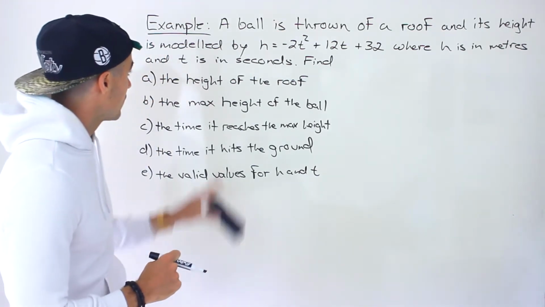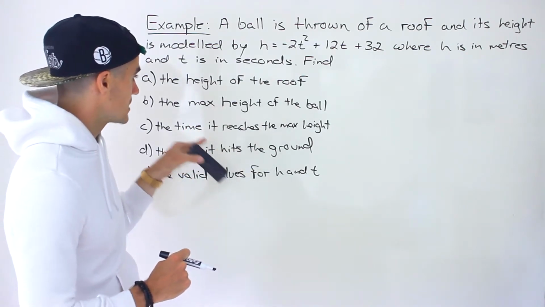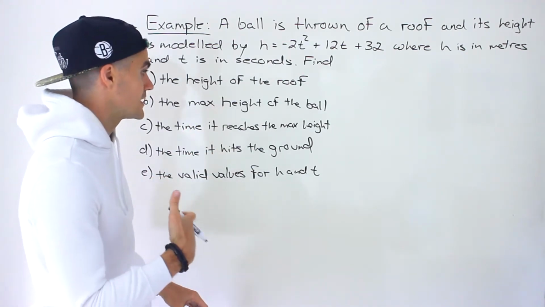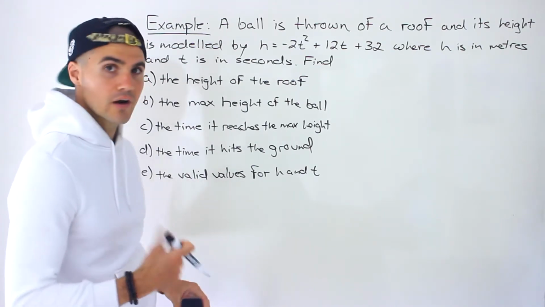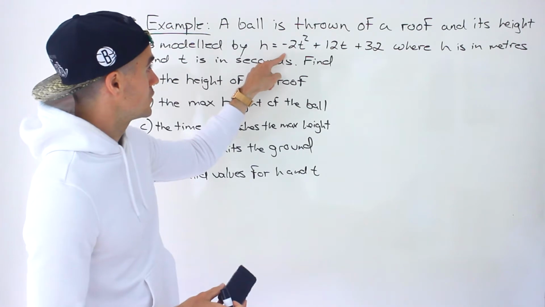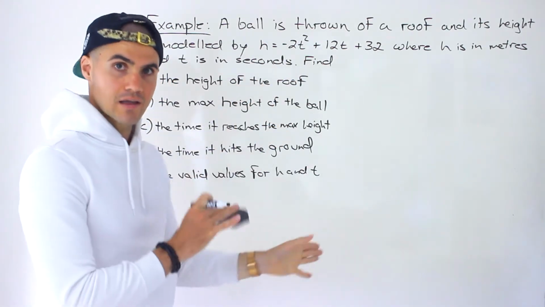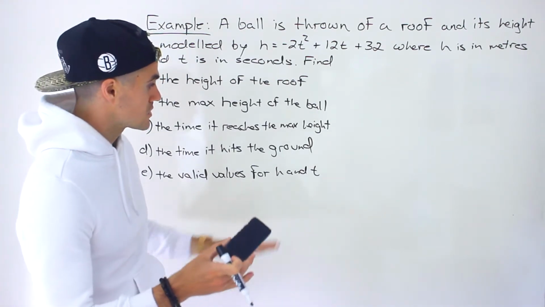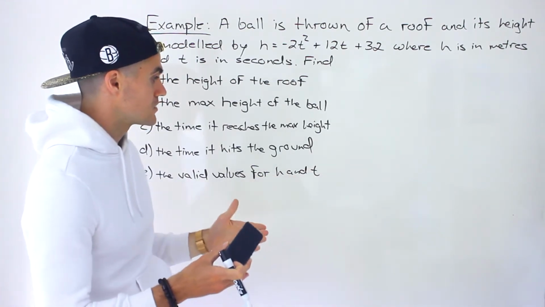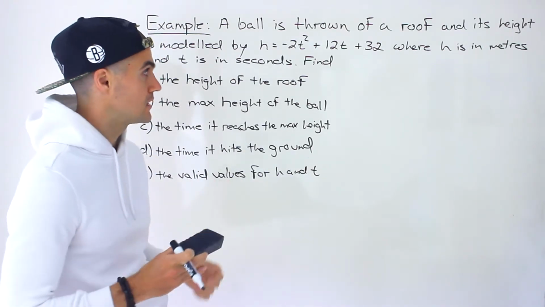So what we've got to do is find the height of the roof, the max height of the ball, the time it reaches the max height, the time it hits the ground, and also discuss the valid values for h and t, because notice this is just an abstract quadratic, but when we apply it to a word problem, there are certain restrictions for h and t. The restrictions are that the time can't be negative and the height can't be negative.